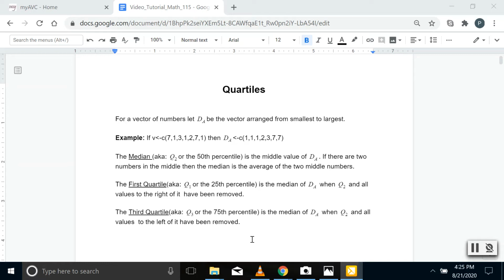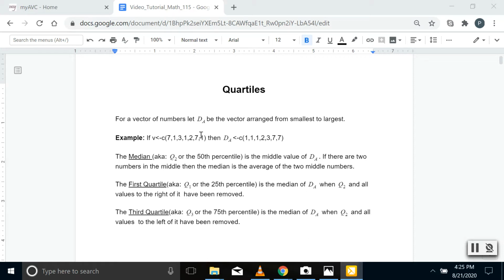Hi everyone. So this video is about quartiles. For a vector of numbers, let d subscript a be the vector arranged from smallest to largest. So for example, say the vector here is 7, 1, 3, 1, 2, 7, 1. We're going to arrange these numbers from smallest to largest.